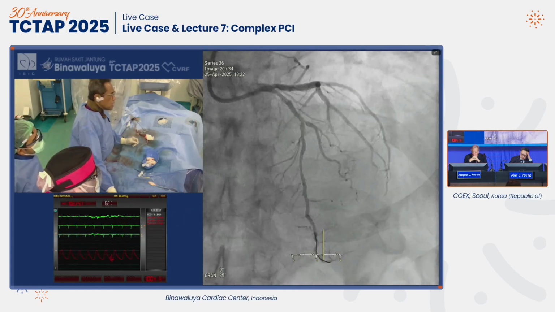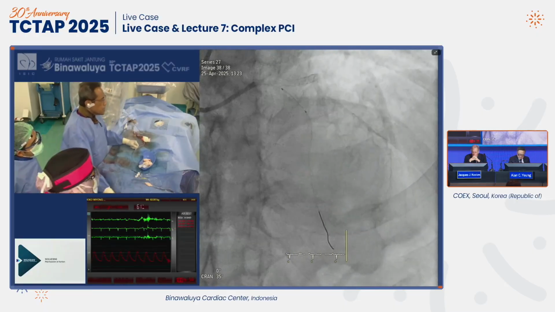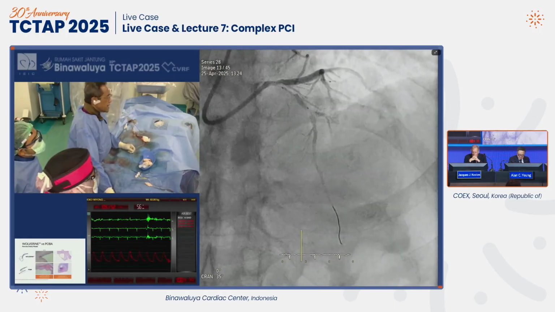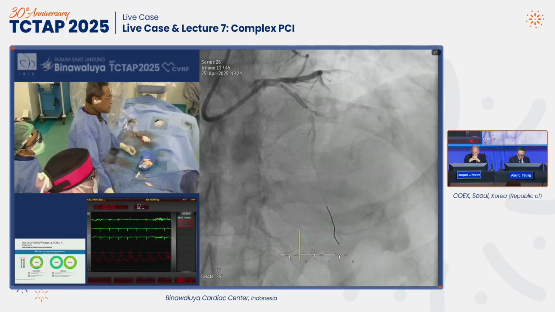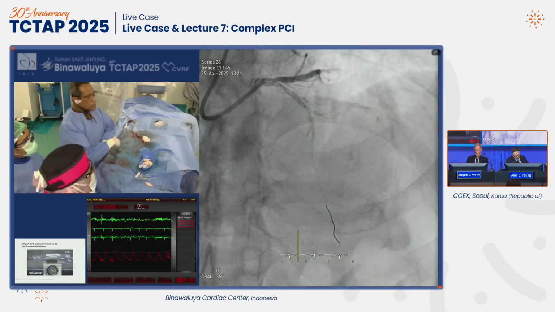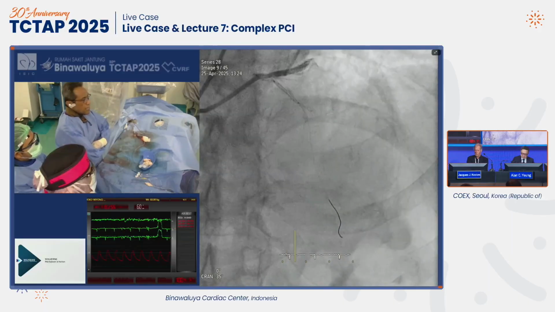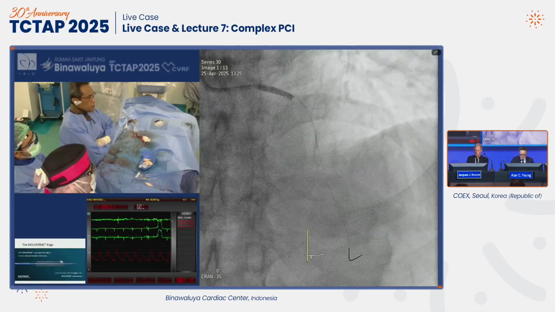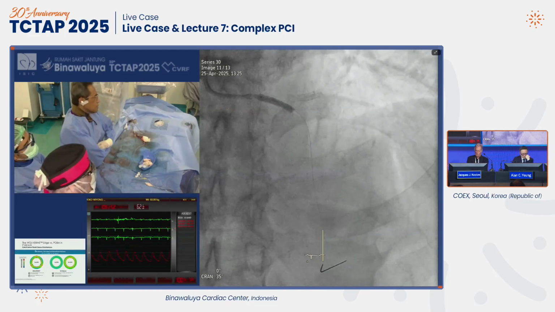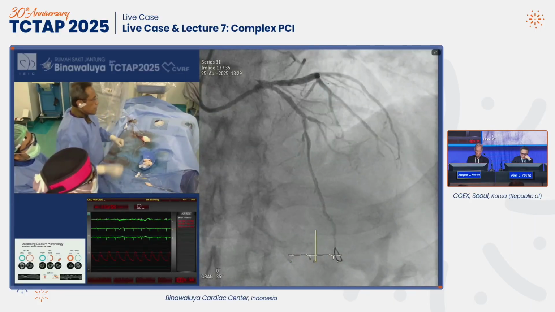Then we cut again with the 3.25 at the proximal part of the LAD, just like the proximal part of the diagonal with the 3.25. Because according to IVUS, this is maybe about 3.5 to 4 millimeters. So with the 3.25 millimeter cutting balloon, I think it's quite safe and quite good. The pressure is about 10 to 12 or 14 atmospheres, and then this is the result after the cutting balloon.